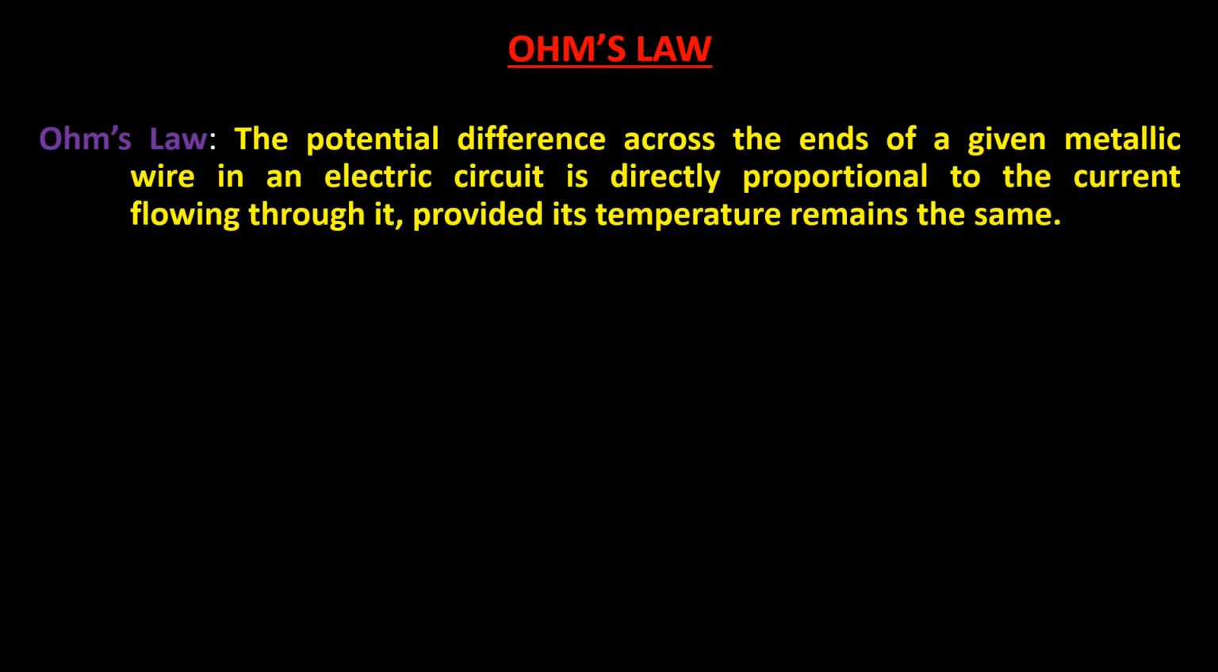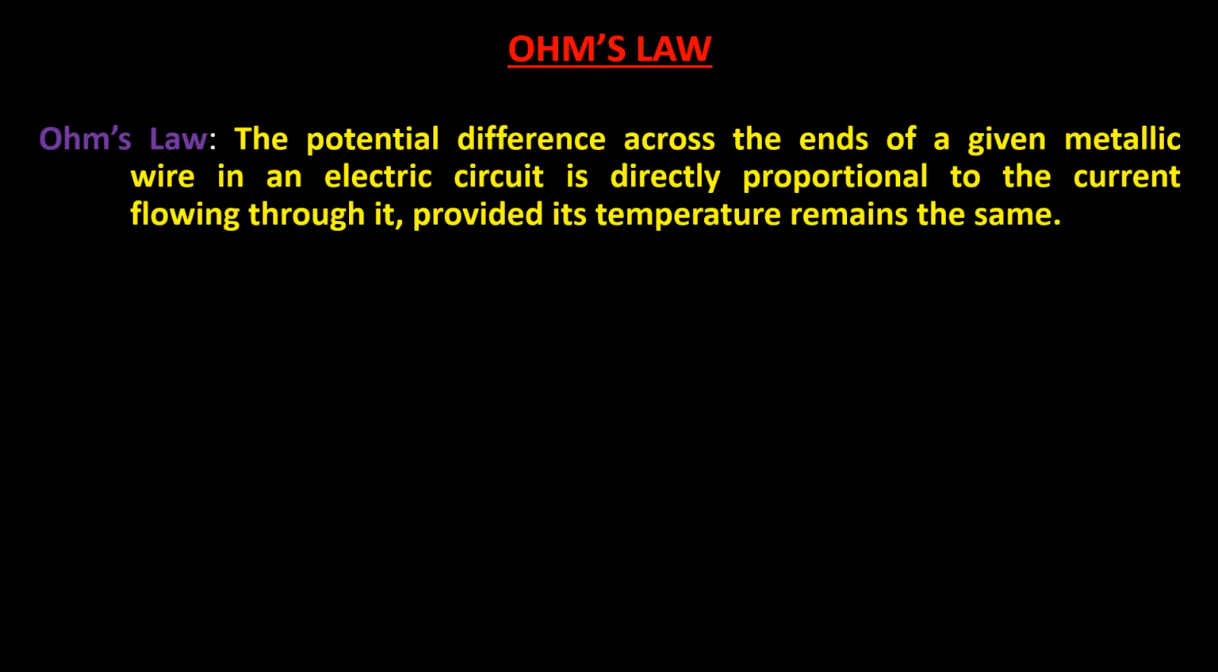Hello everyone. In the previous part of the video, we discussed electric charge, electric current, potential difference, and electrical circuit. Now the next topic from this chapter is Ohm's law. First, let me define Ohm's law. The potential difference across the ends of a given metallic wire in an electric circuit is directly proportional to the current flowing through it, provided its temperature remains the same.